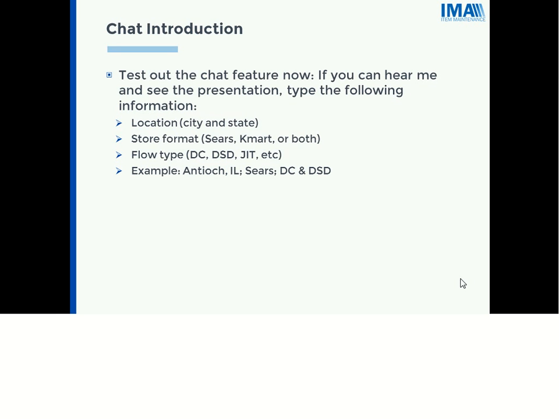So I'd like you to try to test out the chat feature. If you can hear me and you can see the presentation, please let me know the following information: your location, your city and state, your store format, whether we sell your products for Sears, Kmart, or both, and your flow type. So DC, BSC, JIT, those are some examples of flow types. So for example, Antioch, Illinois, Sears, DC, and BSD. So if you could test out the chat feature by letting me know that information, I'm going to come back to that in a couple of slides.